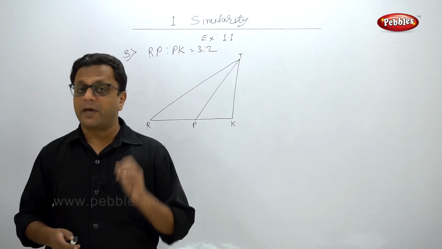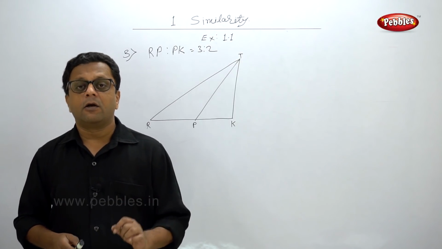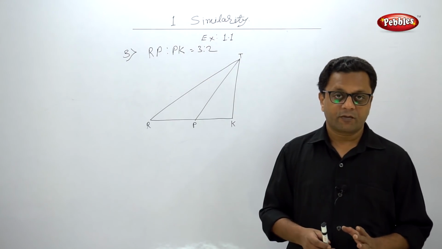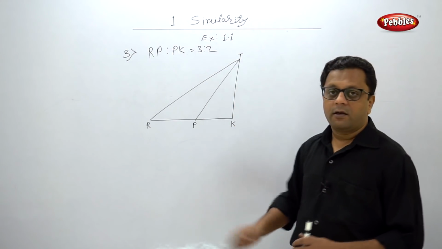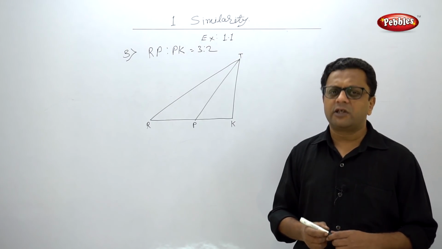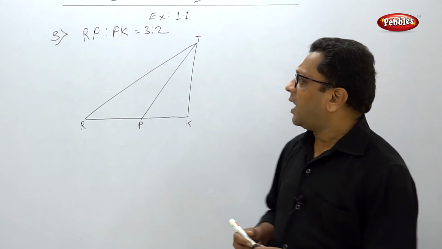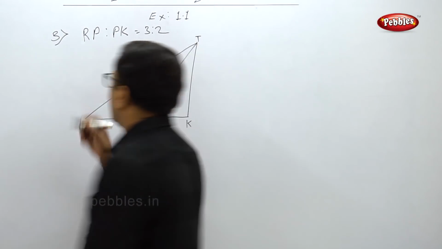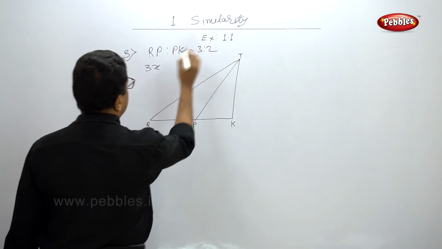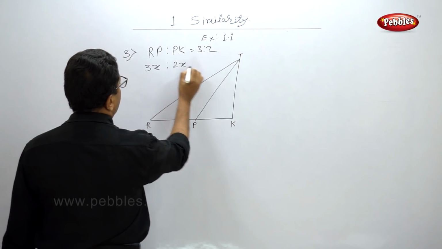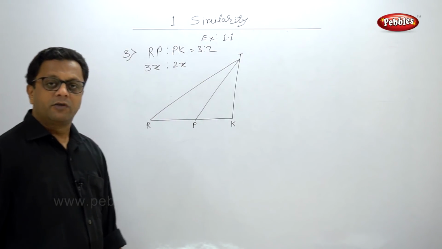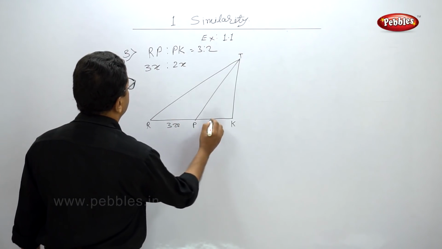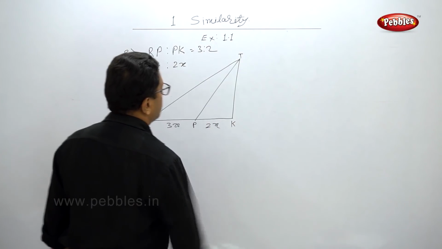Only if they have mentioned that this side is a right angle can you consider that this is the height. Otherwise, just by visual appearance, don't consider it a height. So here, first of all, I will consider RP is equal to 3x. If RP is equal to 3x, then PK is equal to 2x, because they are in the ratio 3:2. So I can say that this is 3x and PK is 2x.